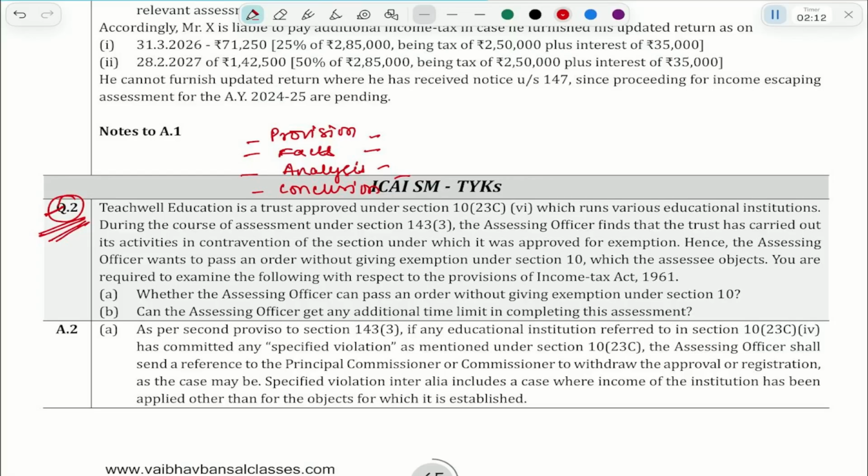Listen, don't do part number B as of now. Only do part number A. Don't do part number B right now.